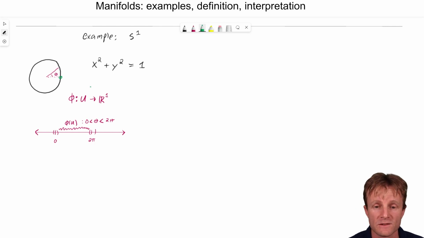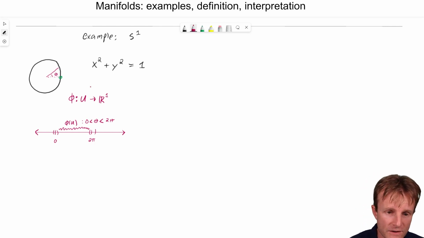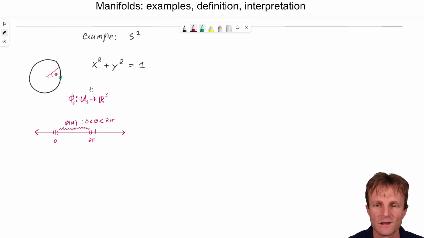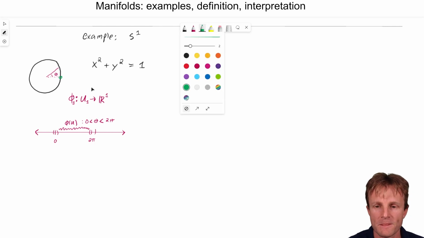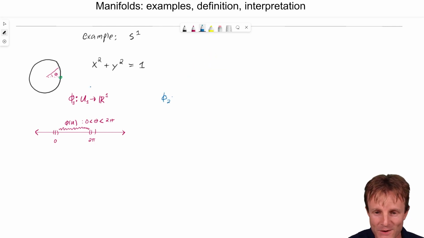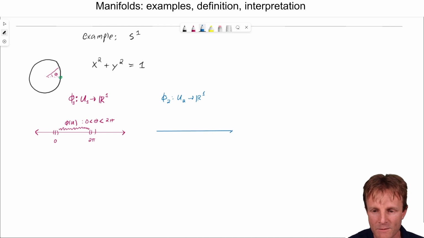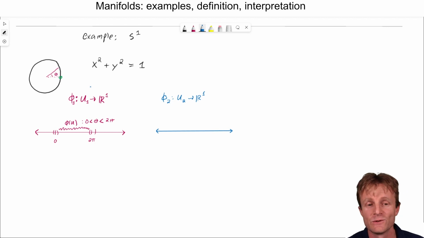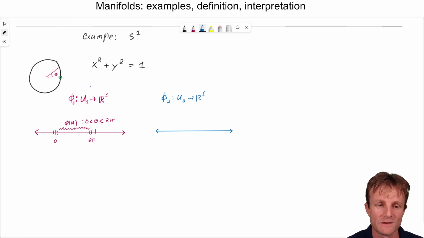So to actually make this a manifold, we're going to have to call this our first map phi 1 from U1 to R1, and we're going to need another map, which we'll call phi 2, from some other subset of the manifold to some other copy of R1. So how might we do this? Well, we can play the same trick, use an angle, but let's not use an angle that misses this point. Let's pick some other special point, like maybe the vertical point up here, and define our new angle.